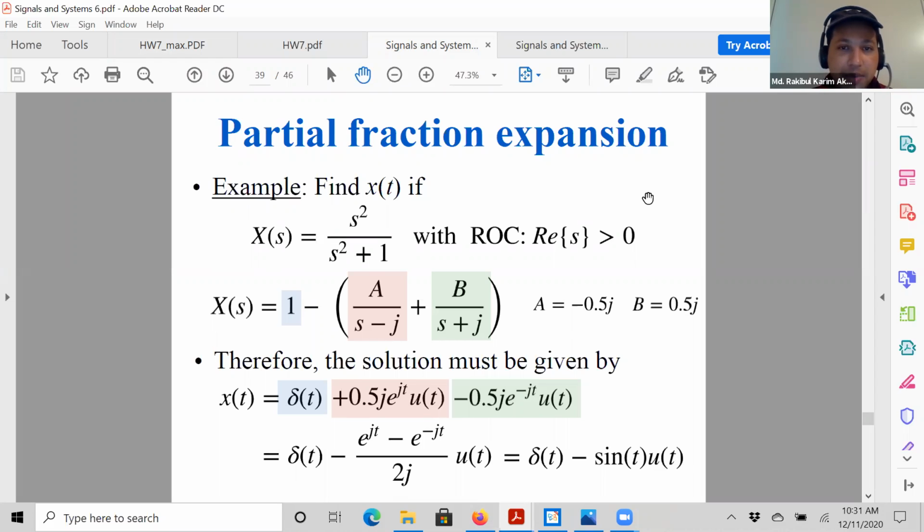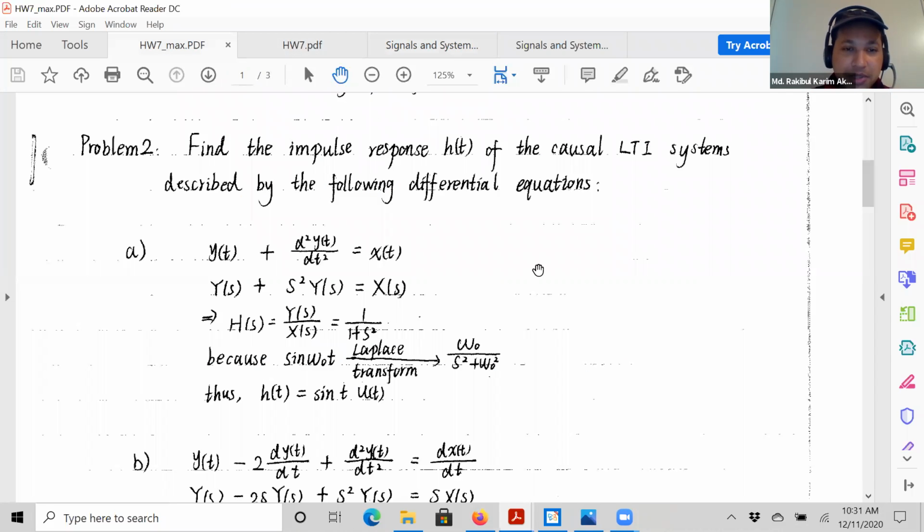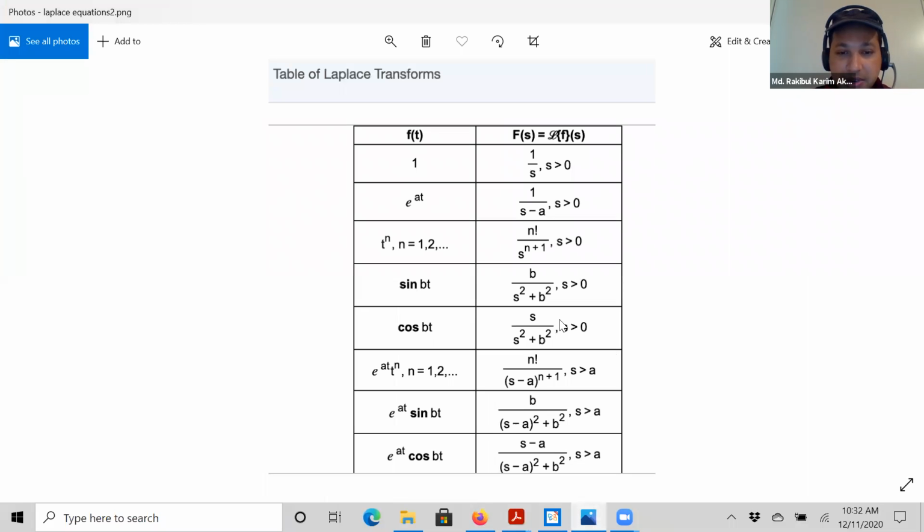Why is it sine omega t? Do you want to choose something else, like cos or something? Yes, you cannot choose cos, because if it is cos omega t, then in the numerator it should be s. If in the numerator it is s, then it becomes cos omega t. Like in this picture, you can see from cos bt, if you take the Laplace transform, in the numerator it is s. Okay.